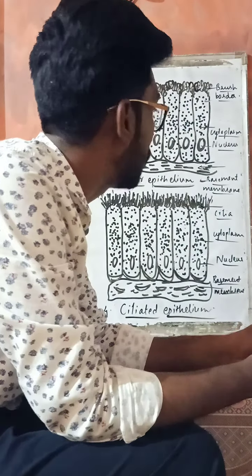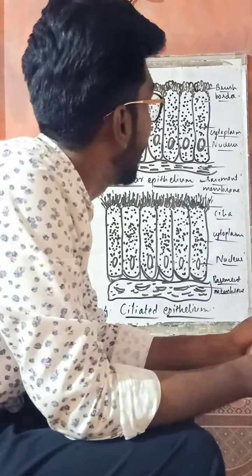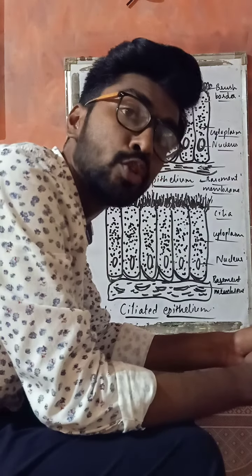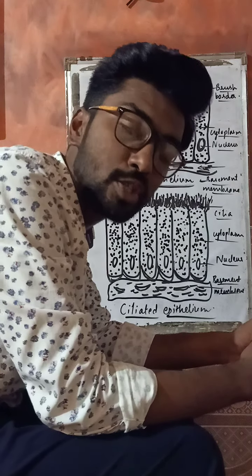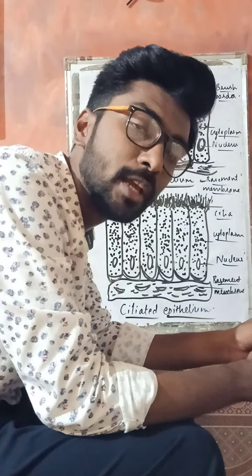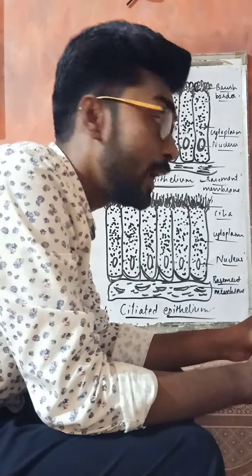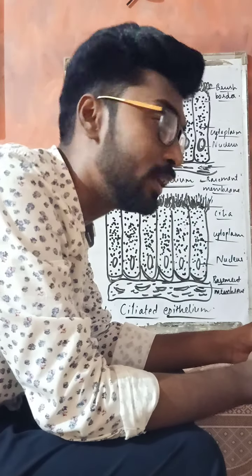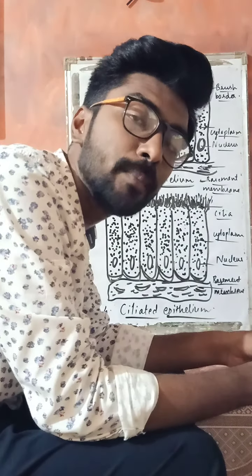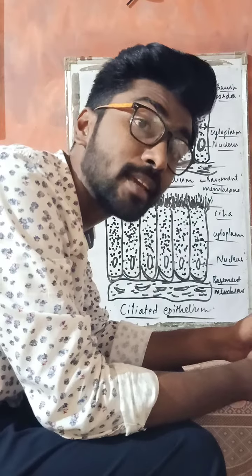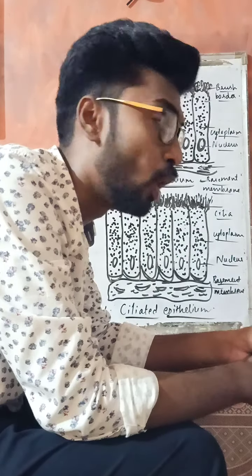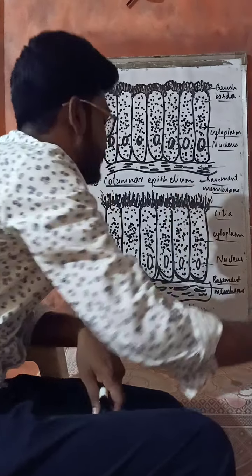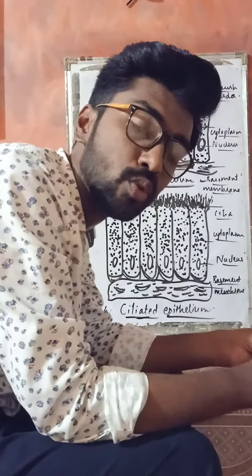Now let's talk about function. First, the anterior free surface generally contains microvilli or the brush border. So if the microvilli or brush border is present, it plays a very important role in increasing the surface area for absorption during the process of digestion. And second function, it plays an important role in secretion and also absorption. Okay. Next one, fourth one, is called ciliated epithelial tissue.